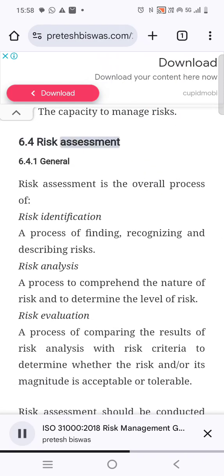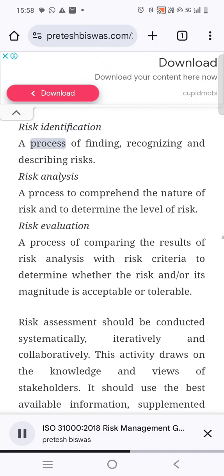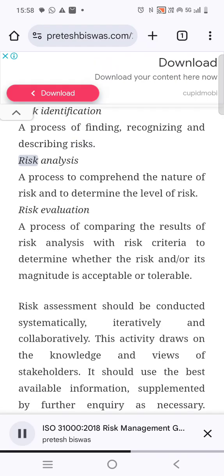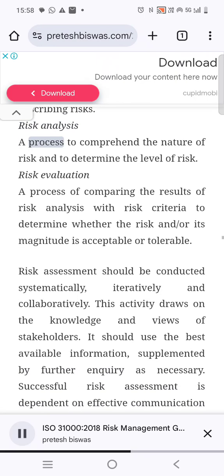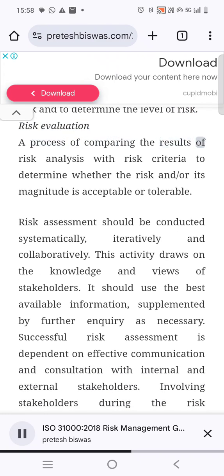6.4 Risk Assessment. 6.4.1 General. Risk assessment is the overall process of risk identification: a process of finding, recognizing and describing risks. Risk analysis: a process to comprehend the nature of risk and to determine the level of risk. Risk evaluation: a process of comparing the results of risk analysis with risk criteria to determine whether the risk and/or its magnitude is acceptable or tolerable.